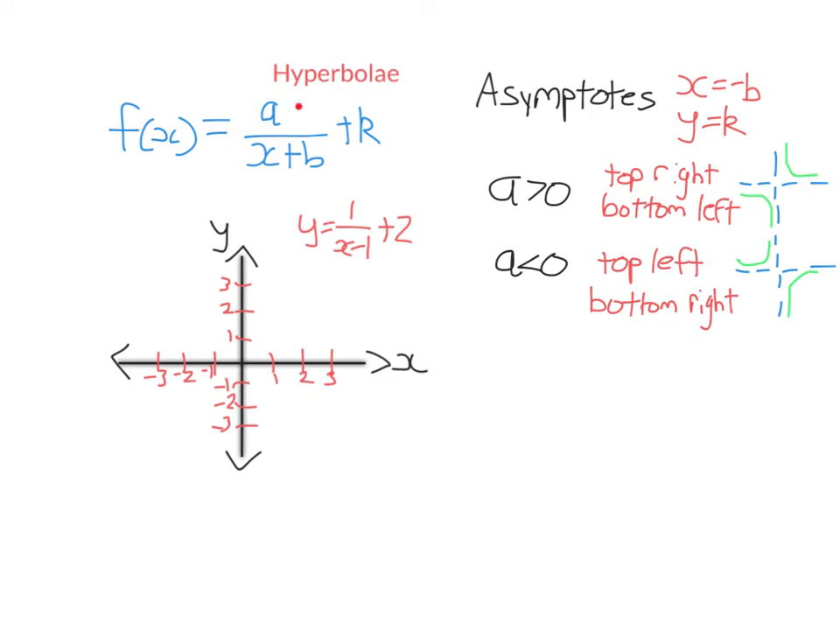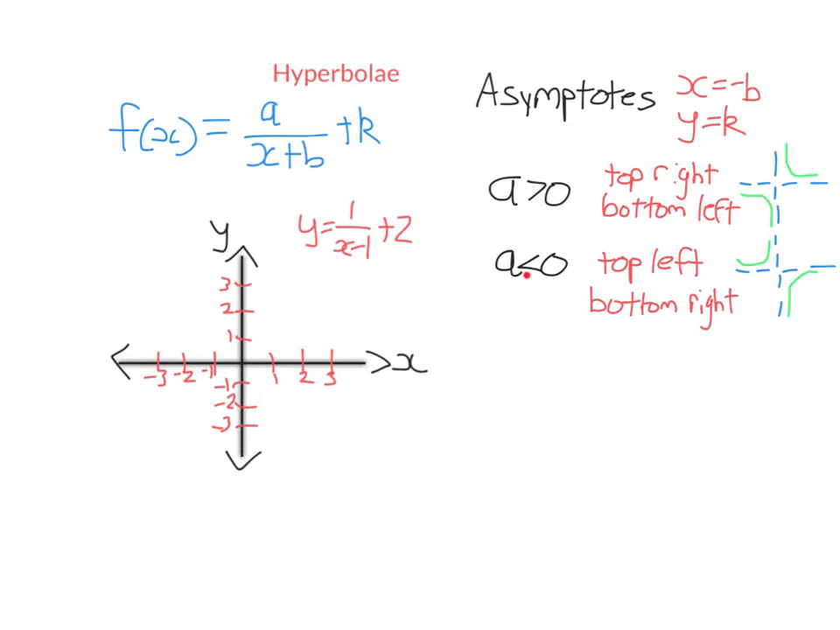So when you're graphing a hyperbola like this, you need to first mark its asymptotes, and then you need to look at the a value to determine its orientation. If a is positive, if this number on top of the fraction is positive, then the hyperbola lives in the top right and bottom left.